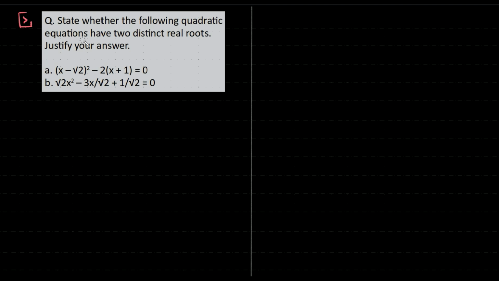State whether the following quadratic equations have two distinct real roots. Distinct real roots, so we are looking at what value of D? D to be greater than 0.